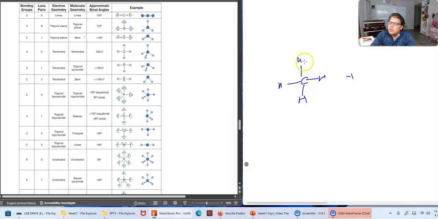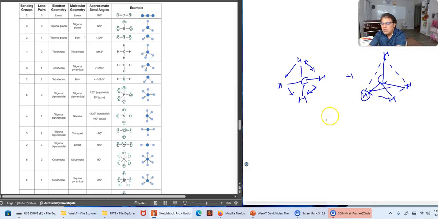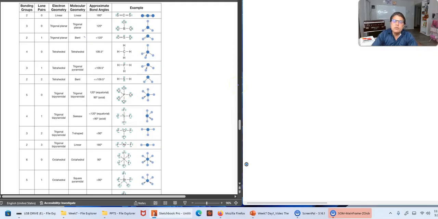In that situation, what will happen? This will repel this, this will repel this, this will repel this, this will repel this. All repulsion there. Because of that repulsion, the structure will be like that: H, H, H, and H. So this is the tetrahedral structure. You know the tetrahedron, right? That's why if there are 4 bonding groups and no lone pair, then it is tetrahedral. The electron geometry is tetrahedral, the molecular geometry is also tetrahedral, the angle will be 109.5, and the example is CH4.